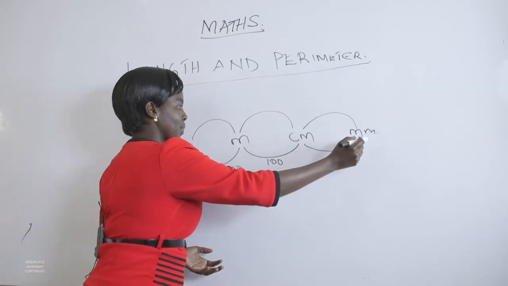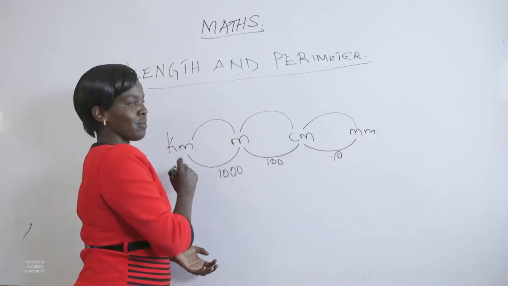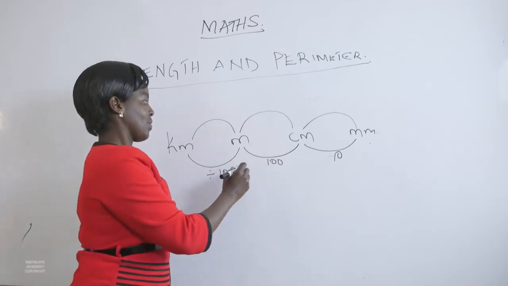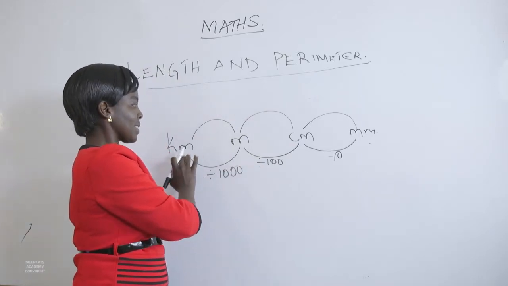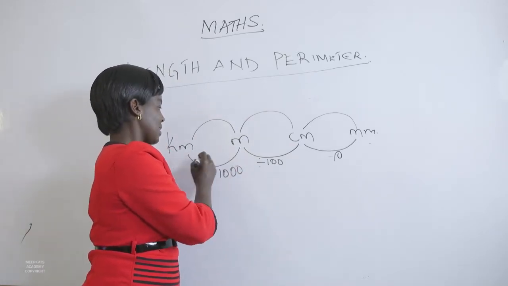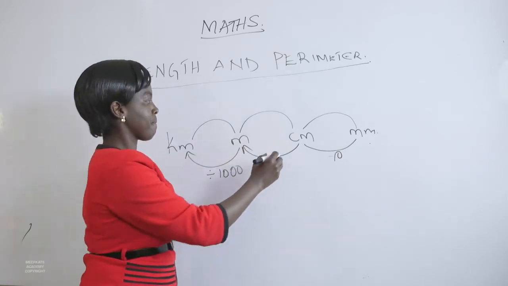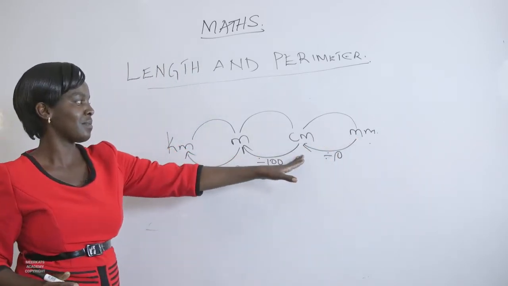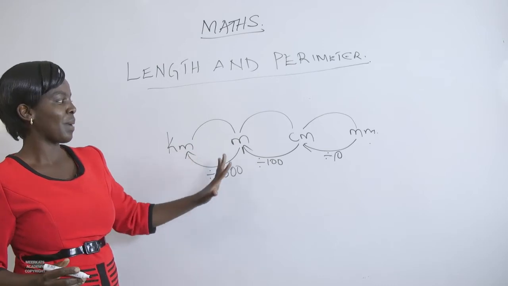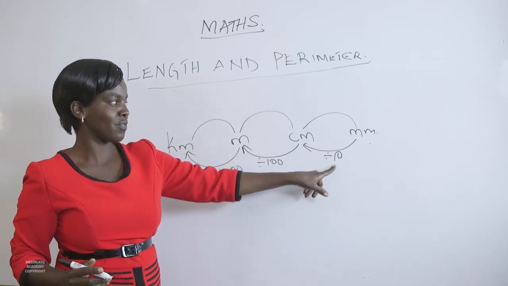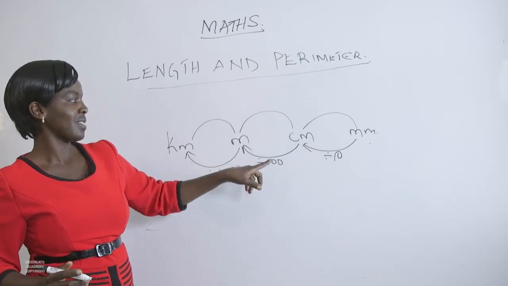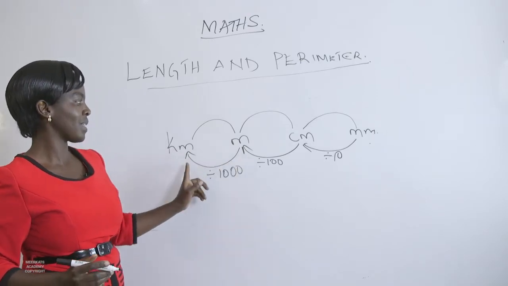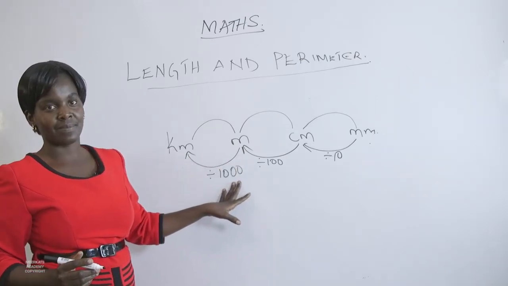Then if you are moving from millimeters to kilometers, you are supposed to divide. This is the direction. You divide at every point: you divide by 10 if you are moving from millimeters to centimeters. Then from centimeters to meters, you are supposed to divide by 100. And then from meters to kilometers, you are supposed to divide by 1,000.